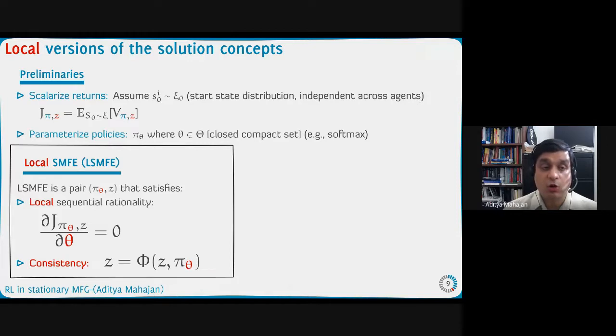With this setting, we can talk about local stationary mean field equilibrium. So a pair of policy and mean field is a local stationary mean field equilibrium if it satisfies local sequential rationality. And by local sequential rationality, I mean that if I fix the mean field and think of the partial derivative of the performance with respect to the policy parameters, that should be 0. And consistency is that the mean field should be the solution to the Fokker-Planck equation for that policy. That is, it should be the stationary distribution that I get when all players are playing that strategy pi theta.